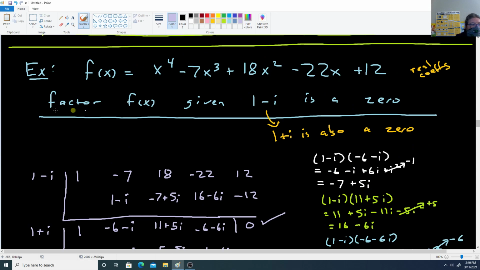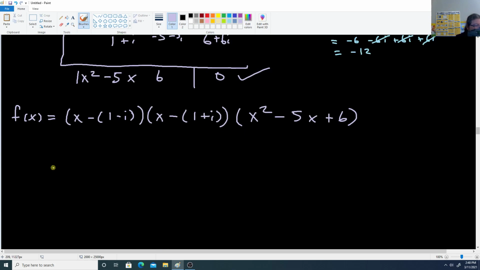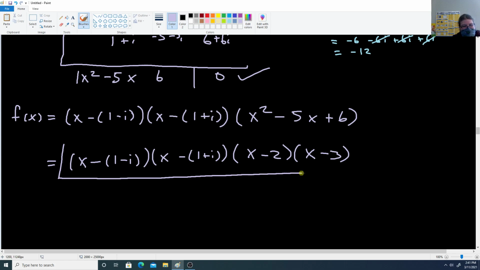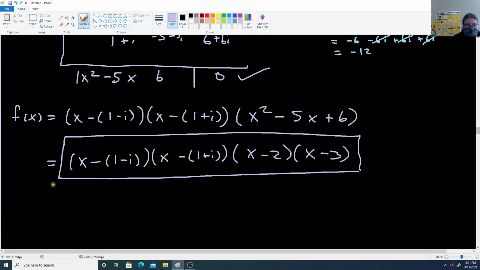So our goal is to fully factor this function. We're really close now. We say, all right, we have the x minus 1 minus i term. We have the x minus 1 plus i term. And then here we got the x minus 2 times x minus 3 term. And that will fully factor our degree 4 polynomial. So that wraps up section 3.3, and we're going to stop there.